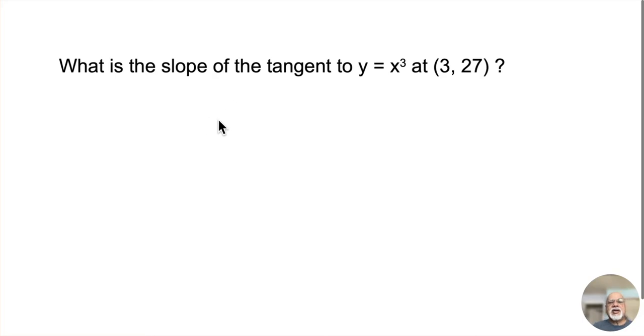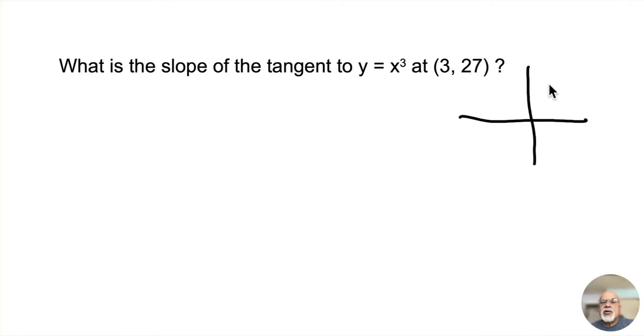All right, next one. What's the slope of the tangent at x equals 3, at 3, 27, of the function y equals x cubed? Again, I'm not going to bother drawing the picture every time, but just so you have a feeling for this, recall that x cubed looks like this. 3, 27 would be there, and so the tangent would be fairly steep and positive. So let's do what we did before.